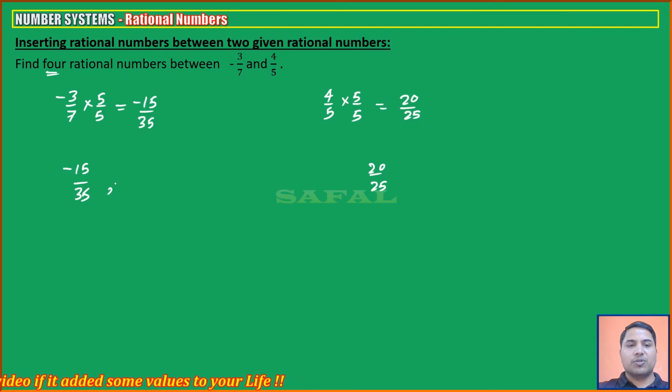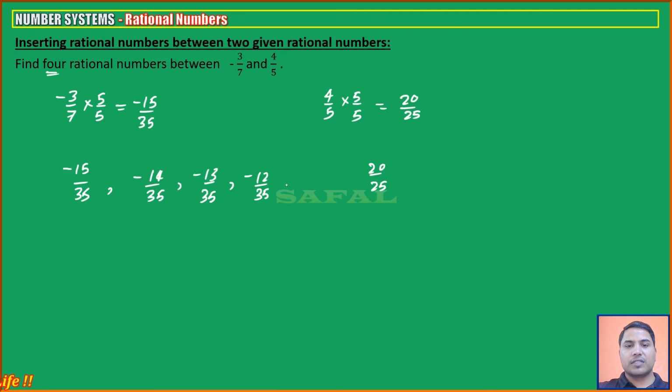So what I have to do is just start incrementing the numerator by 1. So minus 14 by 35, minus 13 by 35, minus 12 by 35 and minus 11 by 35. So these are the 4 rational numbers between the above two given rational numbers.